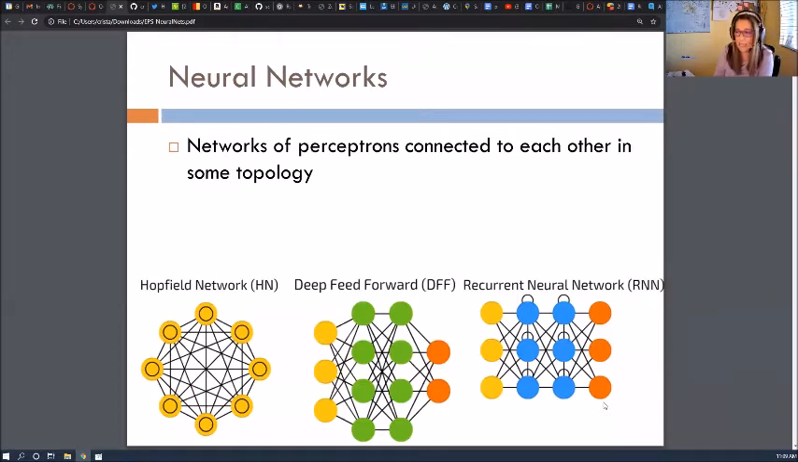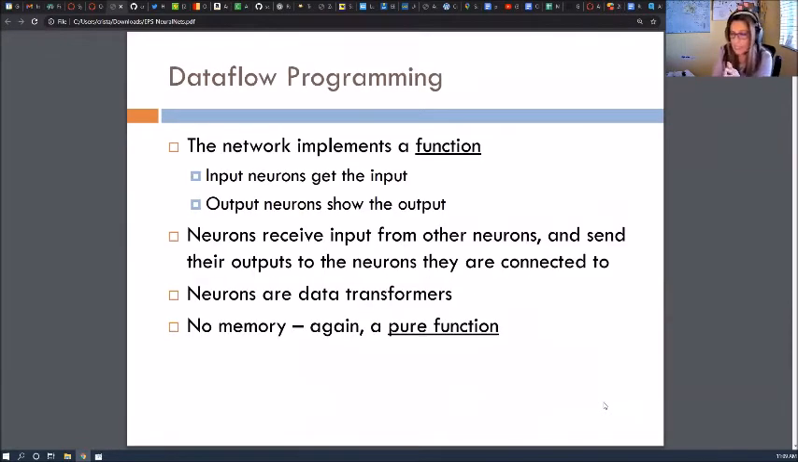So basically the idea is that you have these linear combinators, these units of linear combination of inputs, that are connected to each other in some topology. And these topologies are very fittingly called architectures. They are not unlike software architectures; there are lots of parallels here. The interesting thing about at least some of these networks, the feed-forward networks for sure, is the concept of data flow programming that I already explained. The network implements a function. So it's a function.